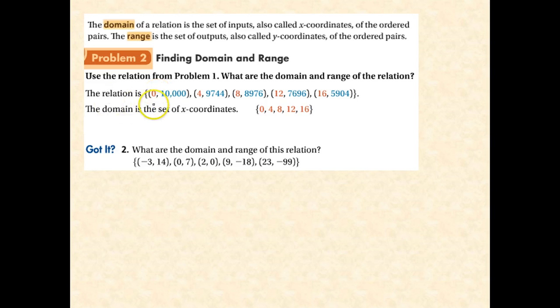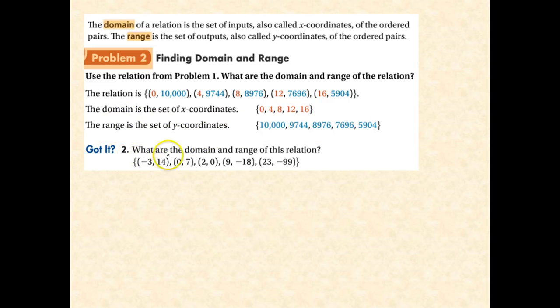The domain is the set of all the inputs, your x values. So it's going to be the set including 0, 4, 8, 12, and 16. There it is. The range is going to be the set of all the outputs. So 10,000, 9,744, so on and so on in blue. So the range is the set of the y-coordinates.